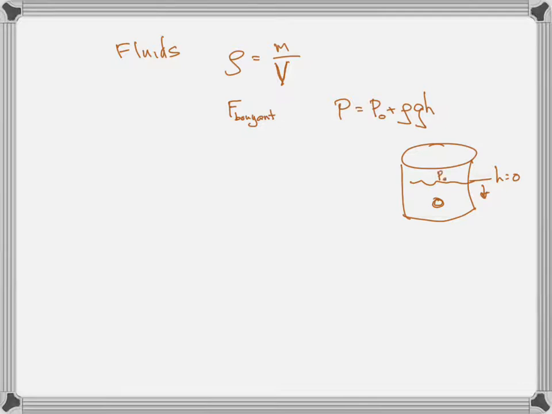P0 is the pressure at the top. In this case, if this is just a cup of water, that would be the pressure due to the atmosphere. And then there's the additional pressure due to the fluid on top of it. So this is the pressure due to the atmosphere, and this is the additional pressure due to the fluid above it. Because pressure increases as you go down, the pressure at the top of this object is going to be different than the pressure on the bottom of this object. There's going to be a difference.